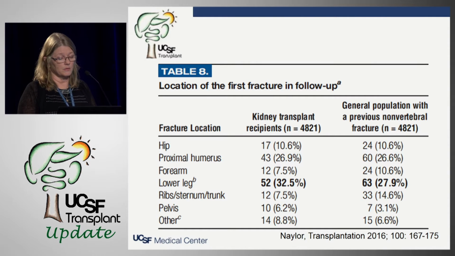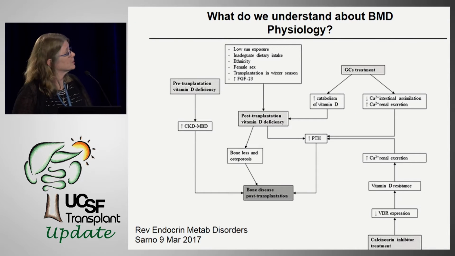So again, a recent study looked at where the most prevalent fractures are, again, lower extremity. So I think we got this, lower extremity fractures. So what do we know about bone mineral density and physiology?